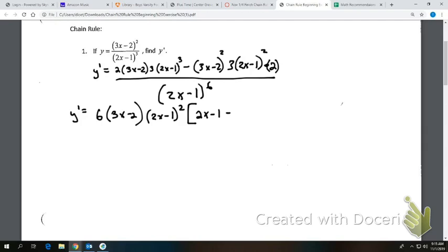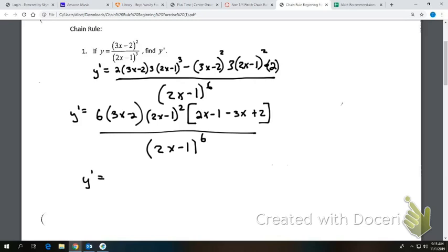Look what I'm going to do though, guys. When I take minus the 3x minus 2, it's minus 3x plus 2, because I distributed the negative through. Does everybody agree with that? Over still the 2x minus 1 raised to the 6. See how things are going to work out really clean here. Okay, let's do another step of simplifying. So now I have y prime equals, look inside this bracket.